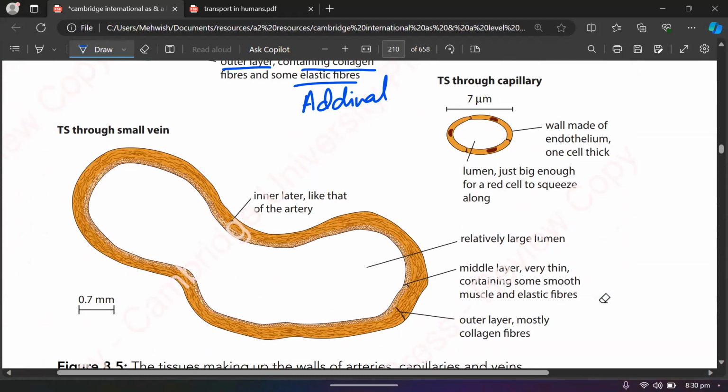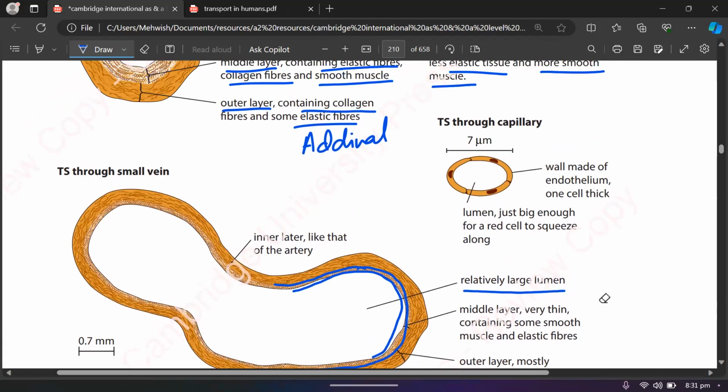This one is a vein. As you can see, it has a relatively large lumen as compared to an artery. They also have three layers or three linings. The innermost one that is lining the lumen is called the endothelium lining, as in an artery. This one is the middle layer. As you can see, the three layers are not too thick. In comparison to an artery, they are thinner.